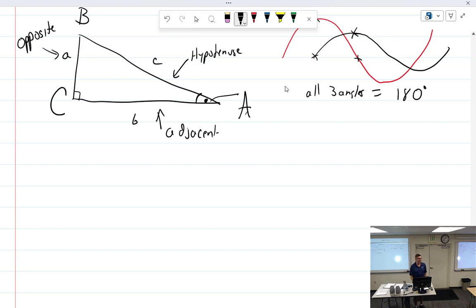Down here is adjacent, which means next to. So we can look at that. Well, this line here is next to. It makes sense because hypotenuse is always the hypotenuse. So all you have to do is remember adjacent, so one next to it, and what's left over is the opposite, which is on the other side.